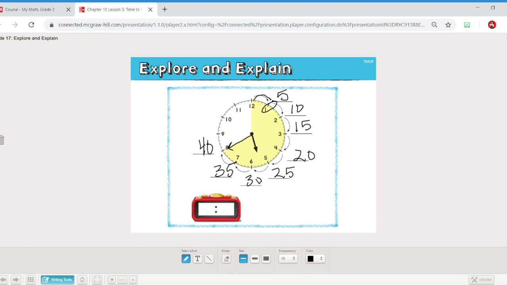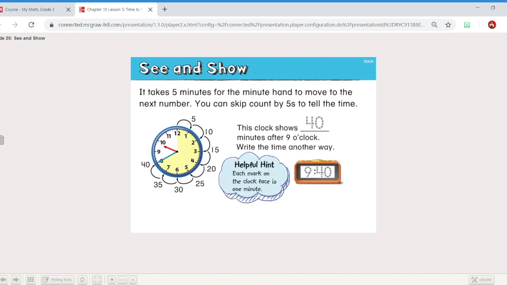So our minute hand goes right to the 8. Let's see what hour it is. Our hour hand is between the 5 and the 6, which means it's coming from the 5, going to 6, but it's not 6 yet. So it is 5:40. It takes 5 minutes for the minute hand to move to the next number.